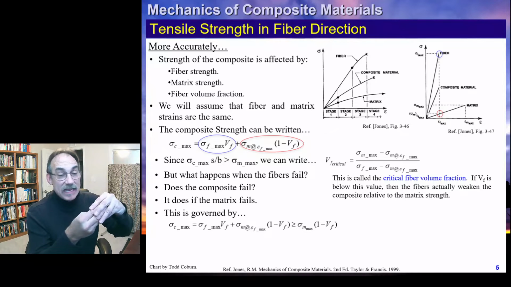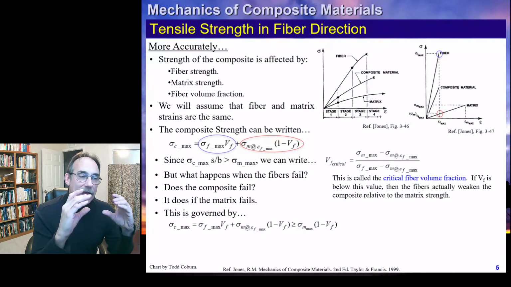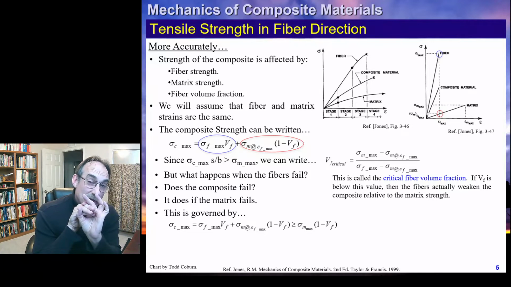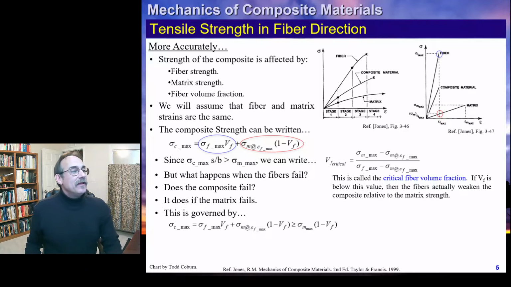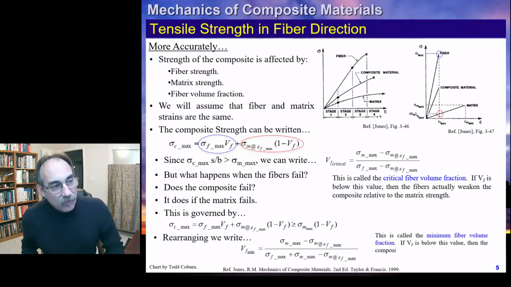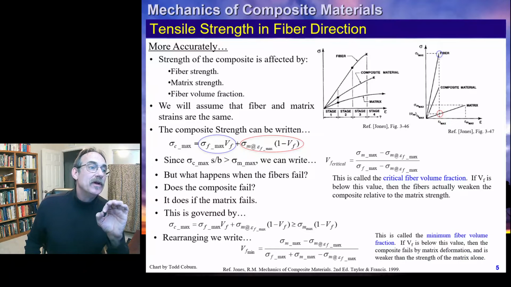That's the 1 minus V_F on the right side of that equation. So what this is saying is the composite strength should be better than what the matrix is, whatever's left once the fibers have failed. This equation can be rearranged to get what's called the minimum fiber volume fraction. If our V sub F is below this value, then the composite fails by matrix deformation and is weaker than the strength of the matrix alone.